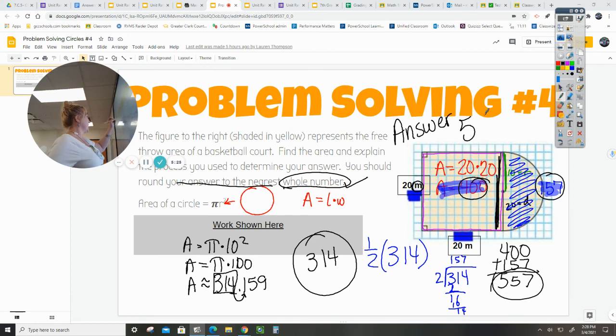So the final answer is 557 meters squared. How do you type that if you're typing that in a form? Remember, it's 557 space meters caret 2. If you're not using a form, you know how to do it. That's it. You guys got this. No worries. Test will be fine.